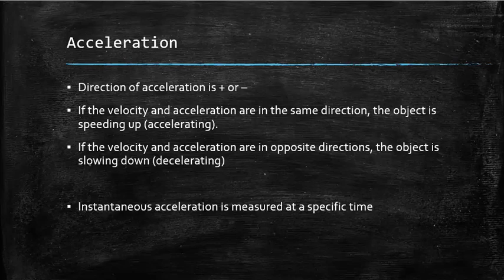And you can think of that if you're stepping on the gas and moving forward, you're speeding up. Now, if velocity and acceleration are in the opposite directions, the object is slowing down. So if you're driving down the road at a speed and you hit the brakes, the car slows down. You're still moving forward, but the acceleration is negative. So that's deceleration. And once again, when we're talking about the instantaneous piece, it's measured at a specific time, and for our purposes, that'll come off of a graph.